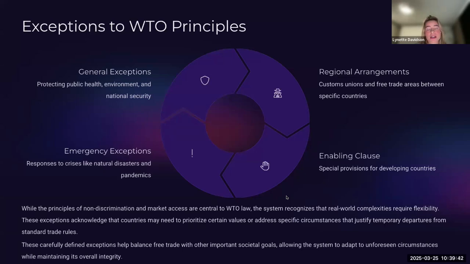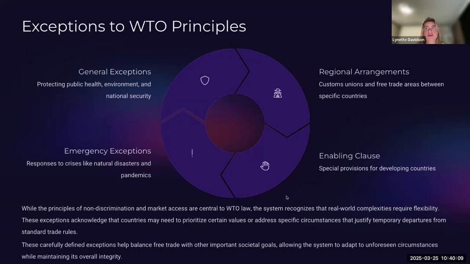If we think about emergency exceptions, we can think about a pandemic like COVID or a natural disaster like a tsunami, for example. If these things happen, then the country could be declared in a state of emergency and you can still deviate from the rules. Some countries extend the state of emergency and then they can deviate from the rules for a longer period.